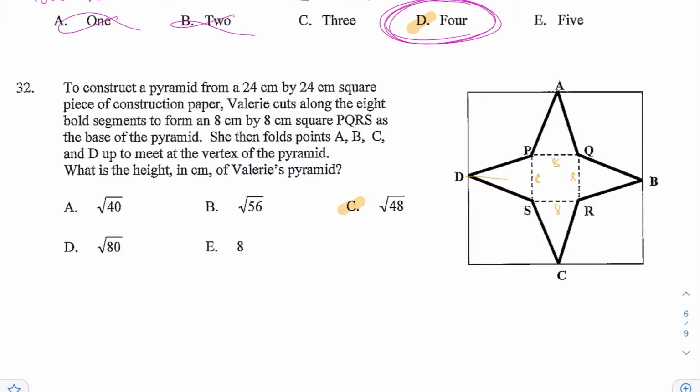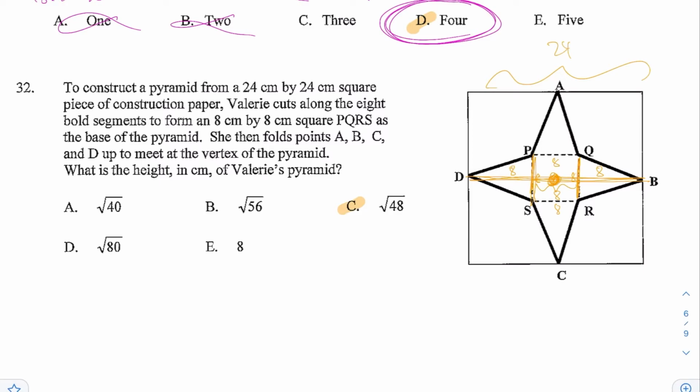So if you just cut across for the diameter of this, you have this piece in the middle, which is 8, and the entire piece is 24. So 24 minus 8 is 16. So then the remaining pieces have to be 8, or 16 divided by 2. So the height of this pyramid, you actually have to do, it's not choice E.